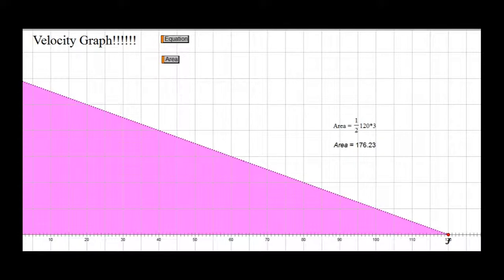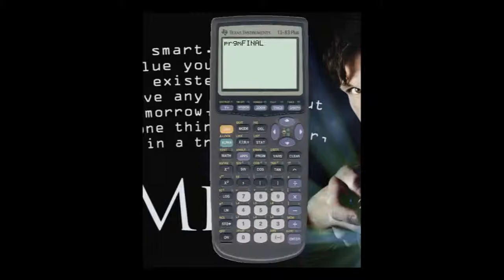Now let's explore this problem with a TI-83 calculator. So you have this program on your calculator in which you can input an equation, your starting and ending points, and it'll calculate the area underneath the curve for you. So let's run through it once before we explore it.